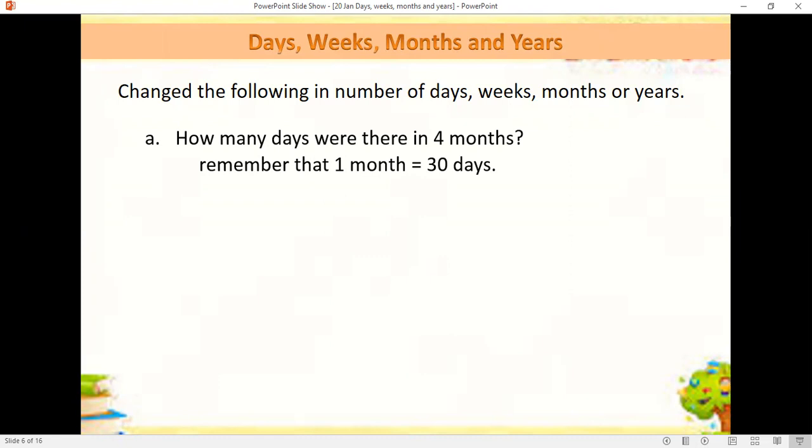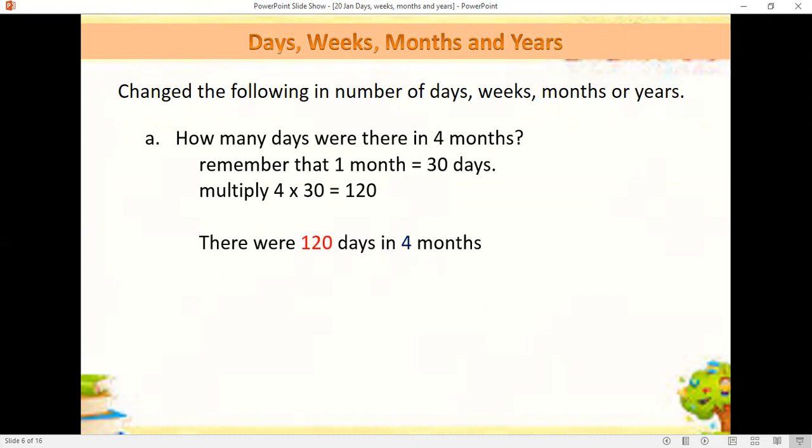So remember that 1 month is 30 days. We have 4 months. So 4 months times 30 is 120. So there are 120 days. If it's 31 days, then you will have 124. So there are 120 days in 4 months. If we count from January, February, March, April, it depends. So you have to calculate which months it falls on.